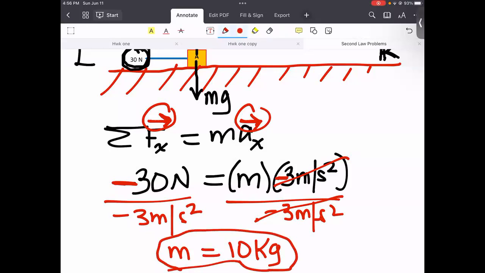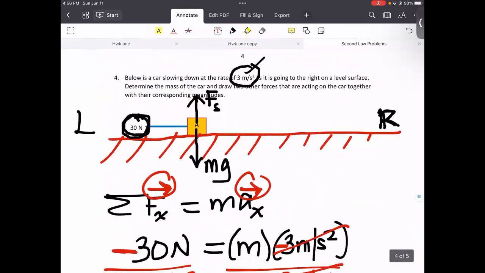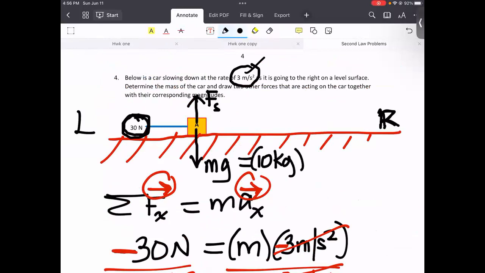Okay, almost there. We have one more question to discuss. Oh, by the way, we have to indicate the other forces. I forgot. Now that we know the mass, this force will be 10 kilograms times 10 meters per second squared, so basically this is 100 newtons. And of course, the support force has to be the same 100 newtons because there is no acceleration in the vertical direction.